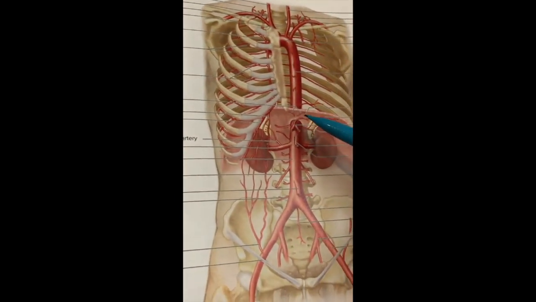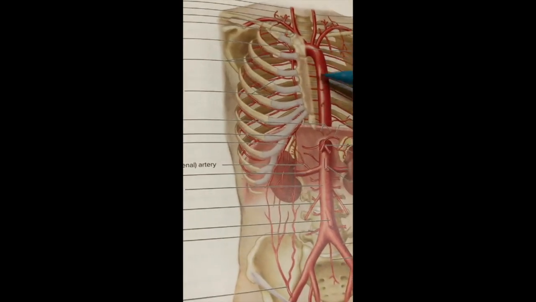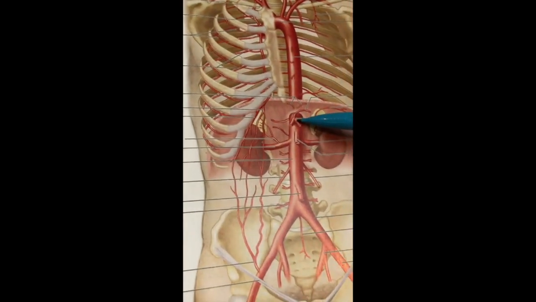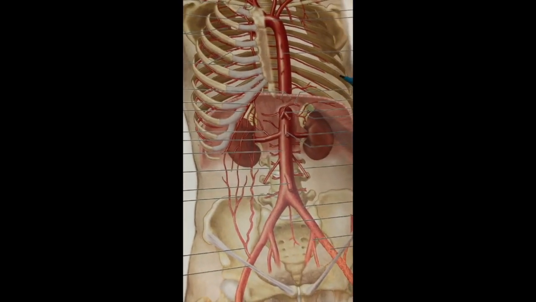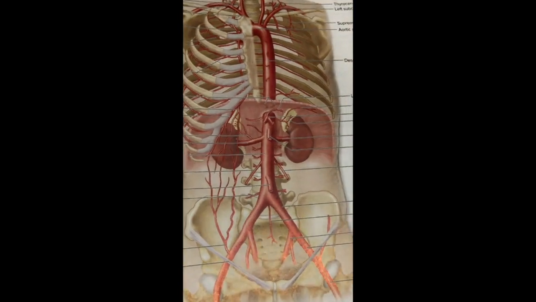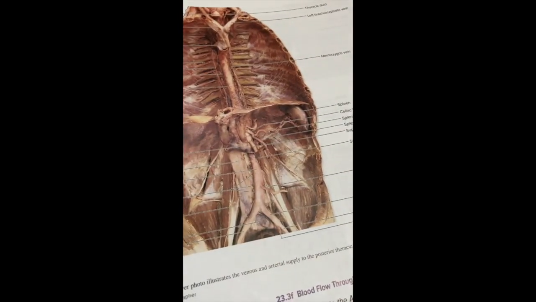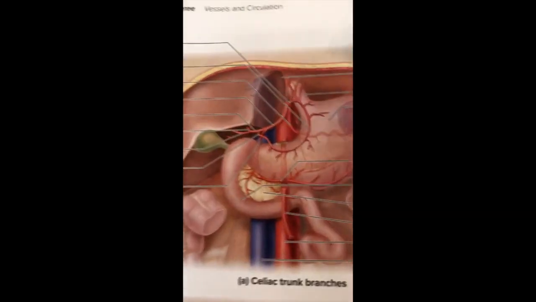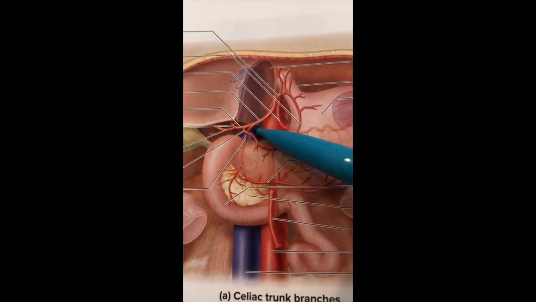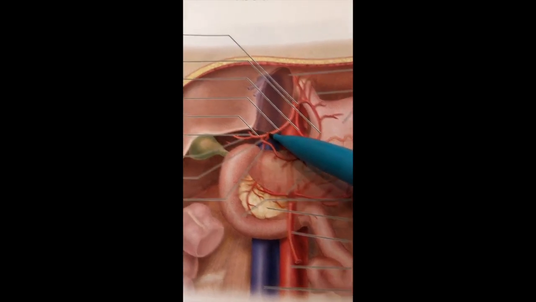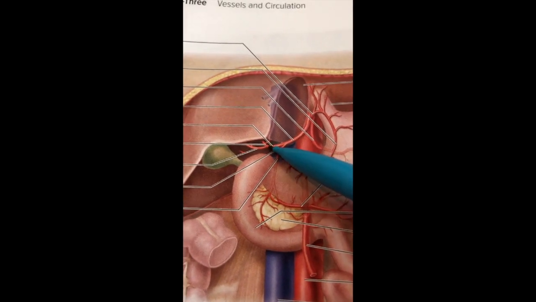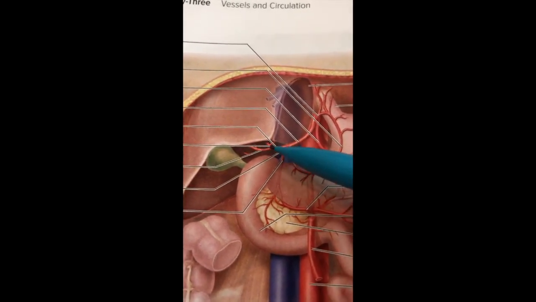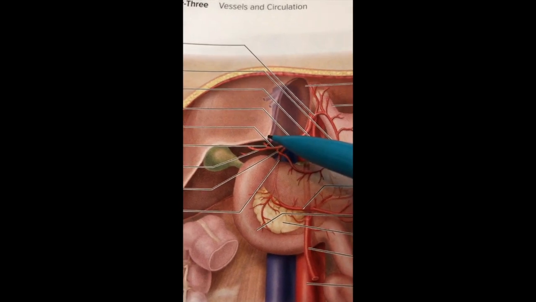So the arteries that are going to get us to the liver is part of the celiac trunk right here. So you would say aorta, then you would say celiac trunk, and then you would take the common hepatic artery to the liver. So this common hepatic artery is right here. So then you would need to say hepatic artery proper, and then the right and the left hepatic arteries.